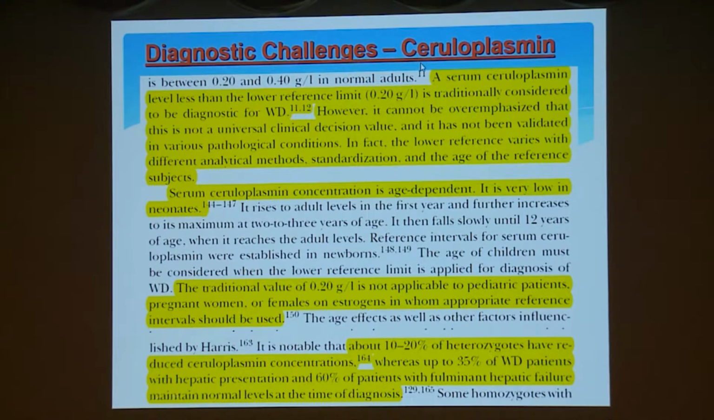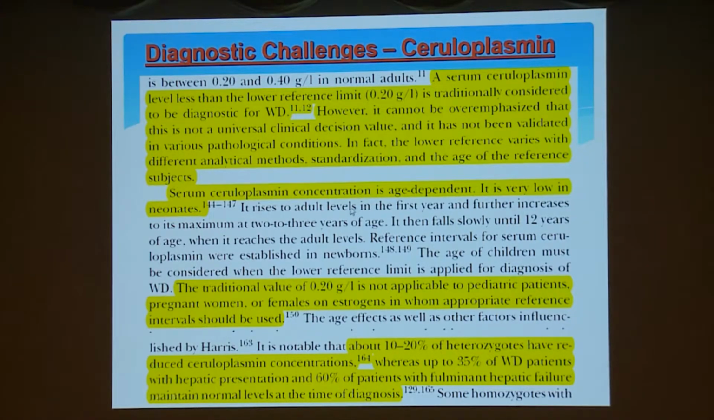The common biochemical marker is ceruloplasmin, and the conventional cutoff is about 0.20 gram per liter, or 20 milligram per deciliter. We all know that this is not a clinical decision value. It is just the lower limit of the reference interval established long ago. Therefore, we should not take this 0.20 as the magic number. We should follow the lower reference limit provided by your laboratory, which is affected by different analysis methods, standardization, as well as the age of the subject you are testing.